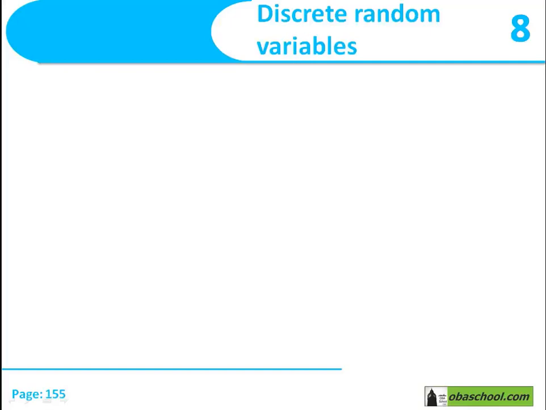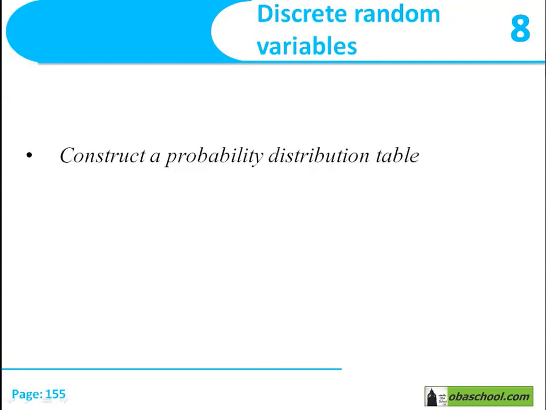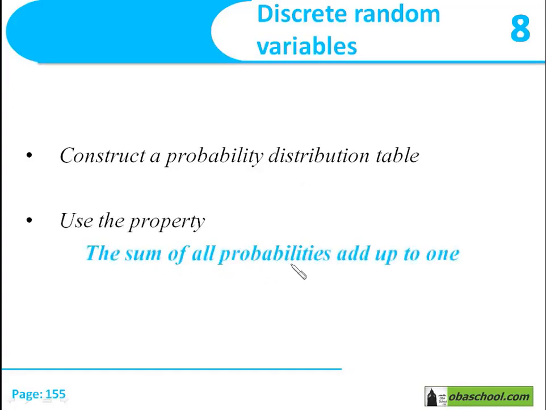Chapter 8 Discrete Random Variables. In this tutorial, we will learn how to construct a probability distribution table if we have a probability function, and then to use the property which is the sum of all probabilities add up to 1.